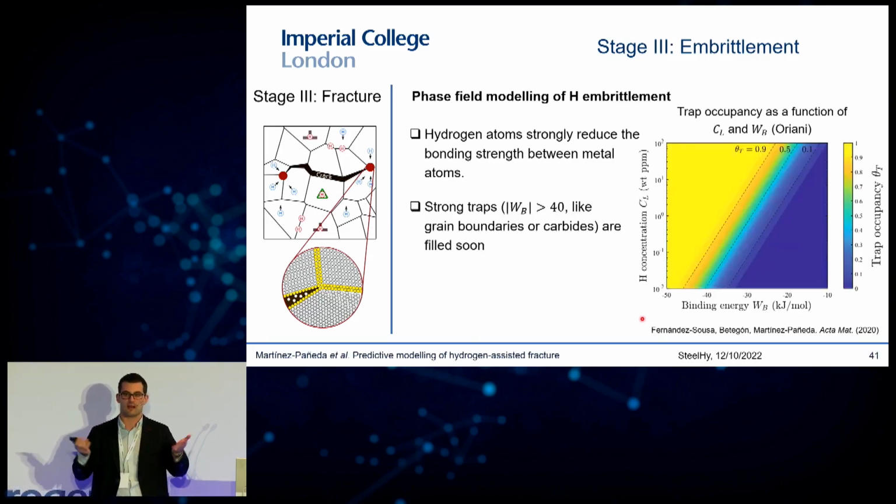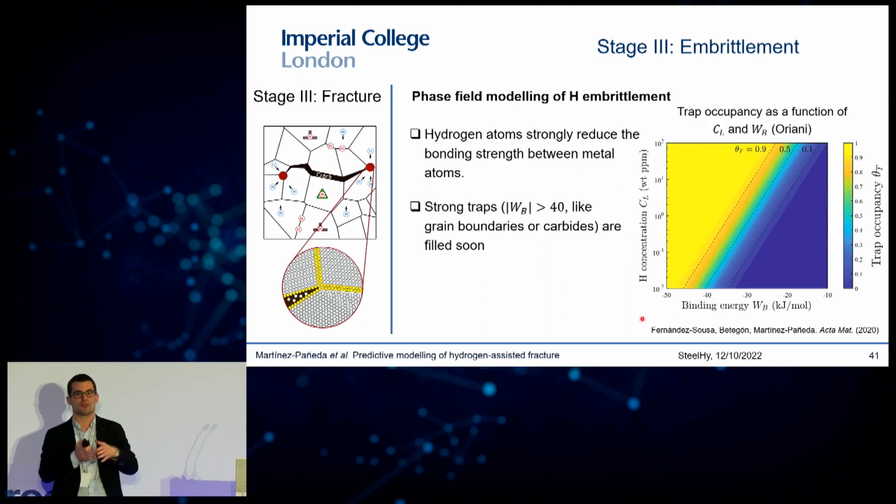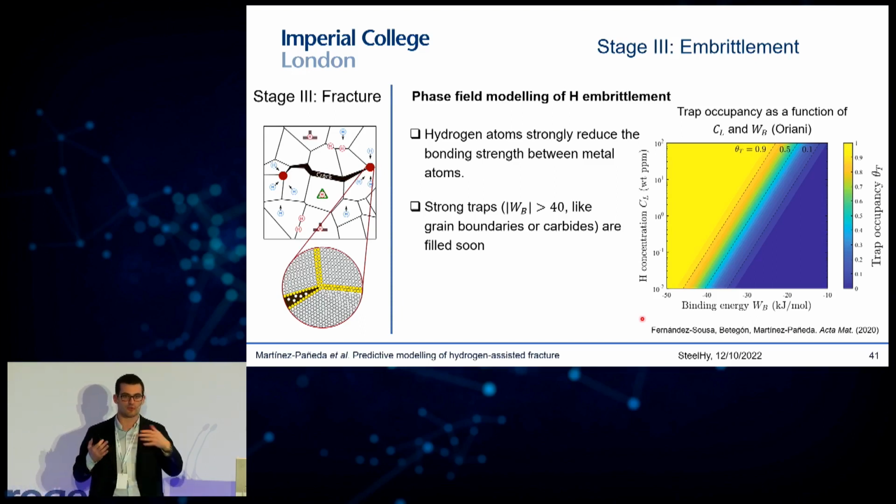So Oriani allows you to plot the trap occupancy as a function of the lattice hydrogen concentration and of the trap binding energy. And you can see that strong traps like grain boundaries, with binding energies of minus 40 kilojoules per mole, are effectively full whenever you have a lattice hydrogen concentration of roughly 0.1 ppm or so. So it's very energetically favorable for the hydrogen to go and sit in those grain boundaries, as we also saw this morning with atom probe tomography. So those grain boundaries are going to be much weaker.